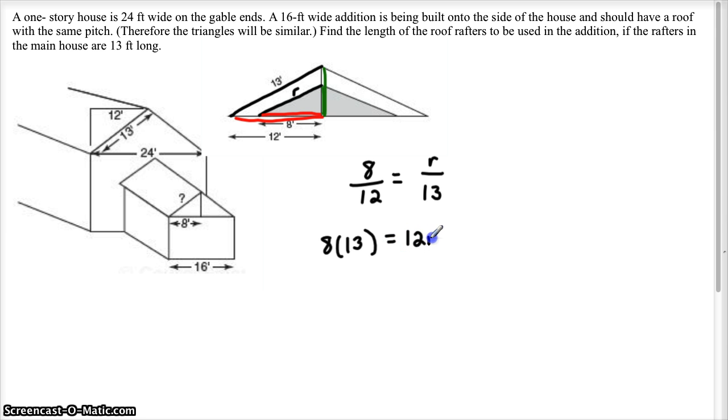So I just find out what 8 times 13 is. I'm going to divide that by 12, and I get R is 8 2/3 feet. But normally in construction we don't talk about 2/3 of a foot, so we can easily take the 2/3 and multiply it by 12, since there are 12 inches in 1 foot, and I get that that's 8 inches. So that gives me that the rafter for the addition is going to be 8 feet 8 inches long.